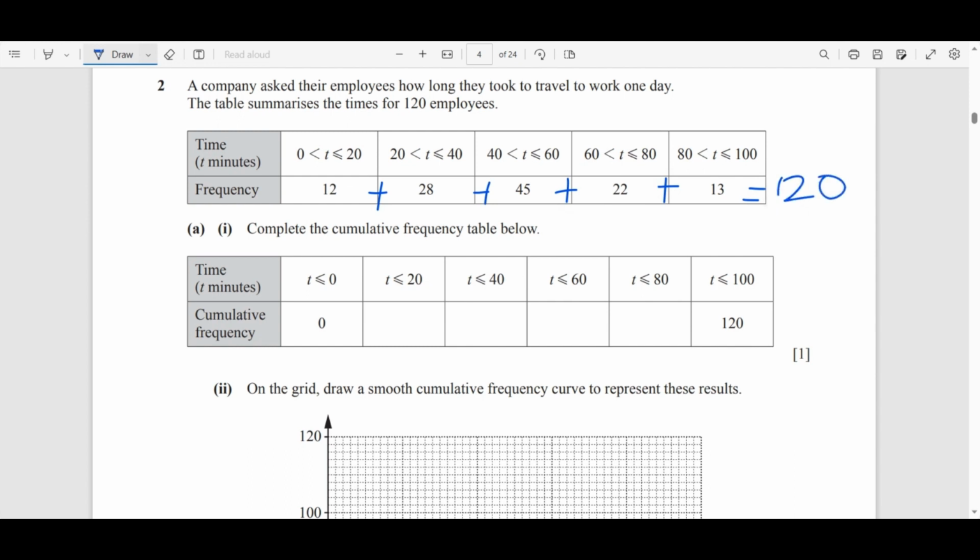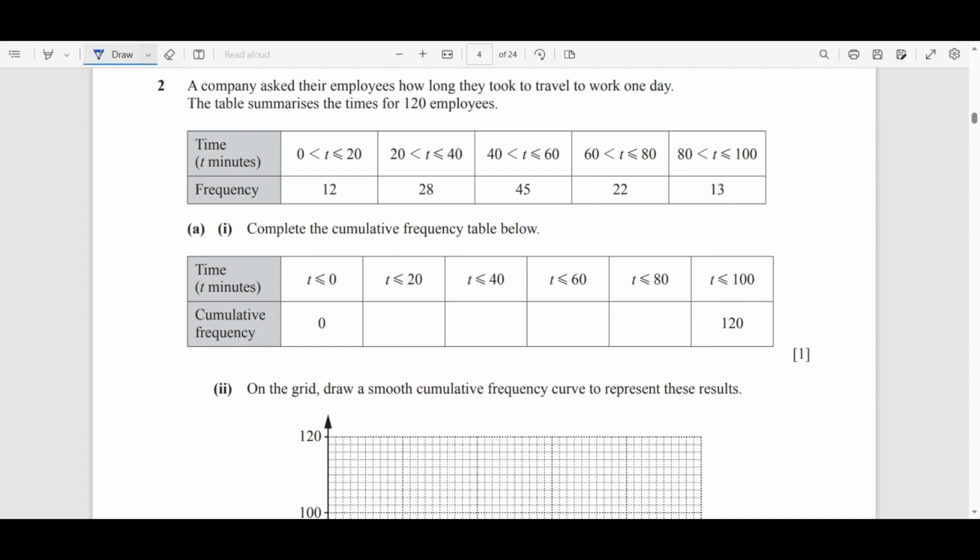So even if this 120 was not given, you can quickly find it by adding the frequencies, because these are the total number of people who have been asked about their journey time to reach the office.